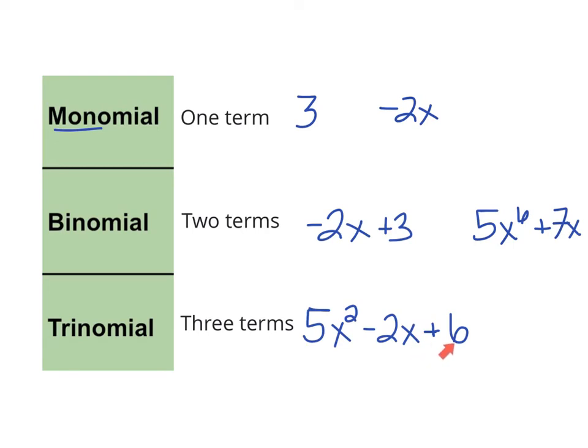This 6 on the end is a constant because, again, there is no variable. So this is a trinomial. Technically, it's a quadratic trinomial because the highest power is 2. 3 terms is trinomial. It is in standard form. Leading coefficient is 5. So in this single little problem here, we have a lot to classify from and a lot of information and vocab to look at.